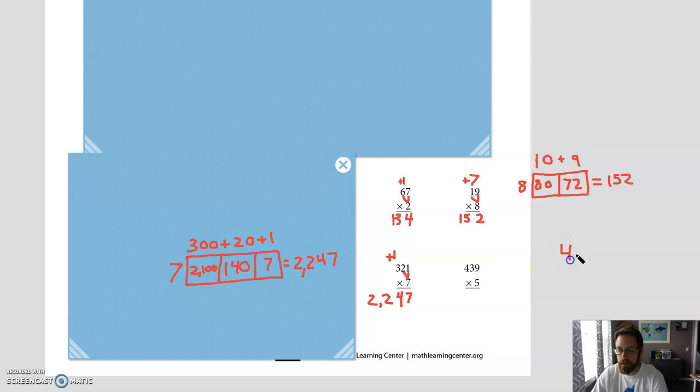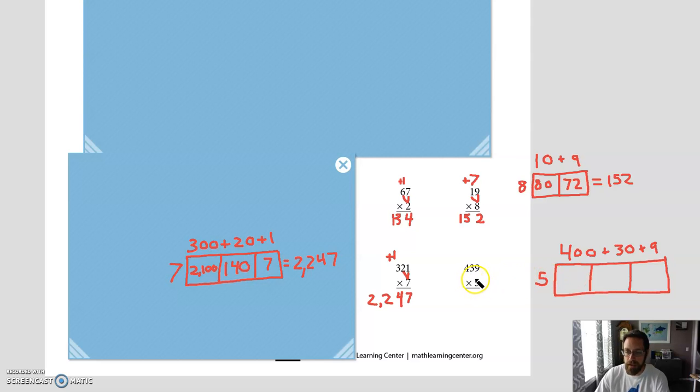So I have 400 plus 30 plus 9, 439 in expanded form. And then I'm doing times 5. And I'm doing a 1 by 3 because I have a 1-digit times a 3-digit number. So I'm going to start with the standard algorithm. 5 times 9 is 45. So I'm going to put my 5 and carry a plus 4. Okay, that's what we just did.